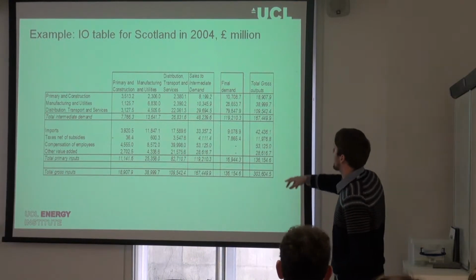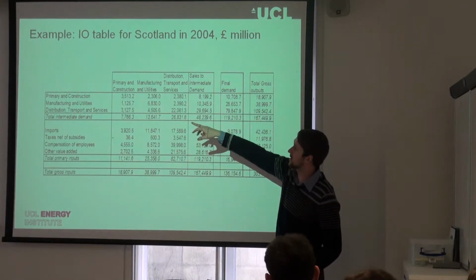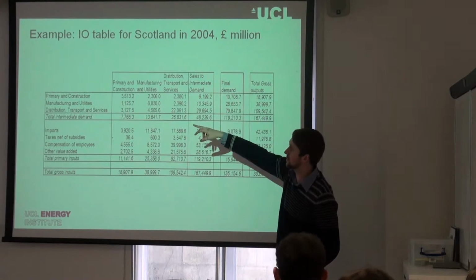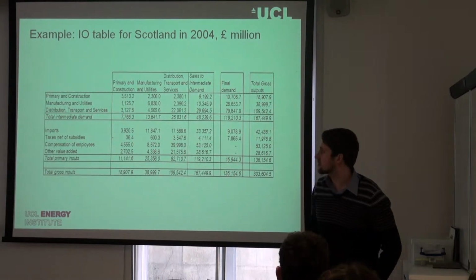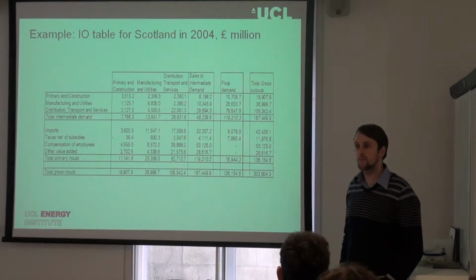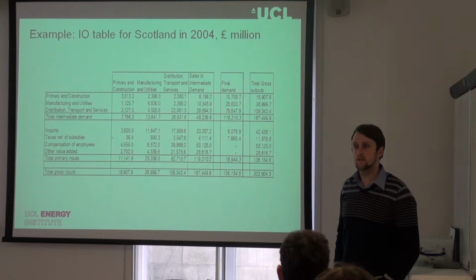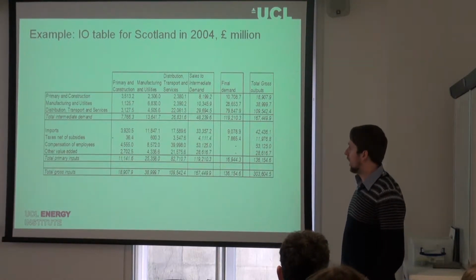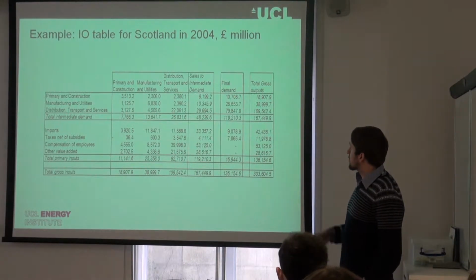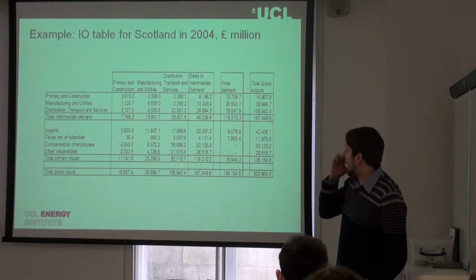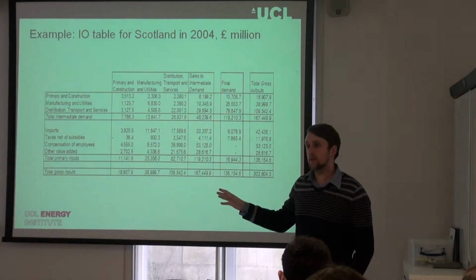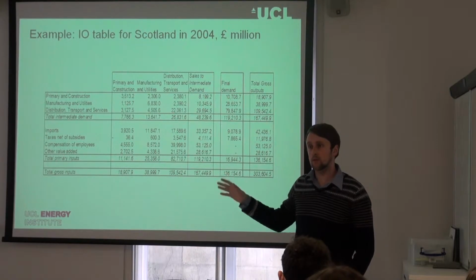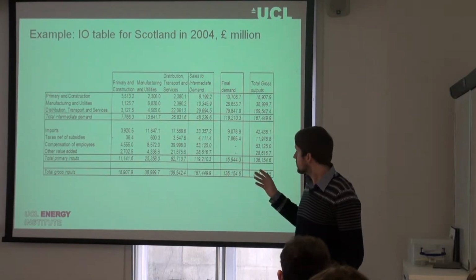You then have your final demand here for primary and construction sector, your final demand for manufacturing, and obviously, as you'd expect, services and that sort of thing are a large part of our Scottish and UK national economies. So this is used as the primary input to a database for the computable general equilibrium modelling, which I was going to use for the carbon tax.